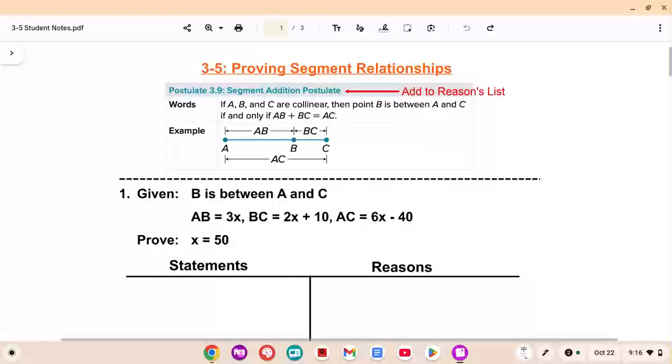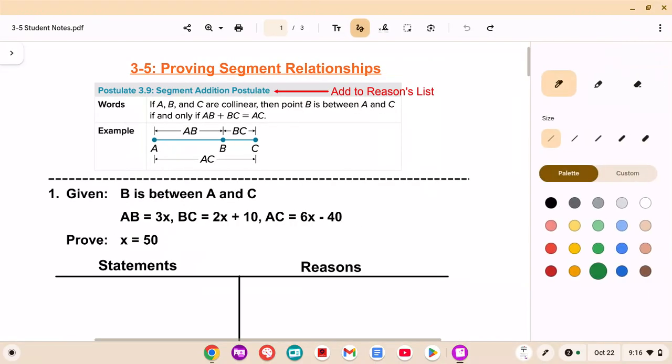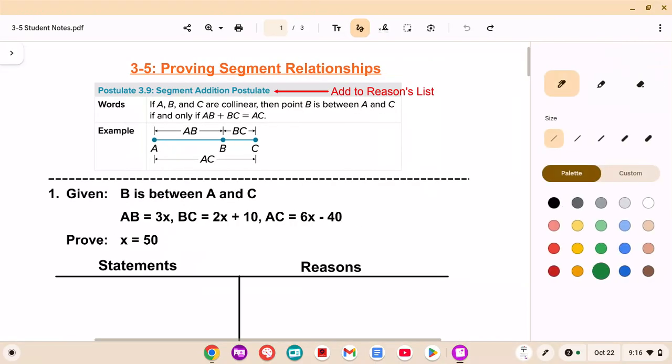Good geometry students, in this video we're going to take a look at doing proofs with segments. First thing I'd like you to do is add this segment addition postulate to your reasons list. So grab that tan sheet of paper and go ahead and add that in there. So just this part, you don't need the first part where it says postulate.